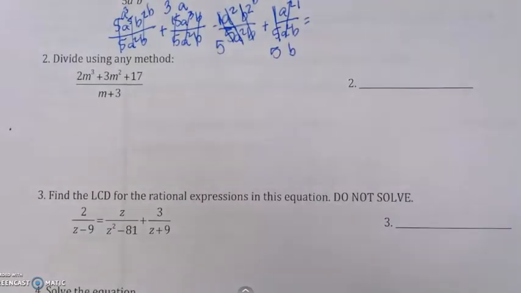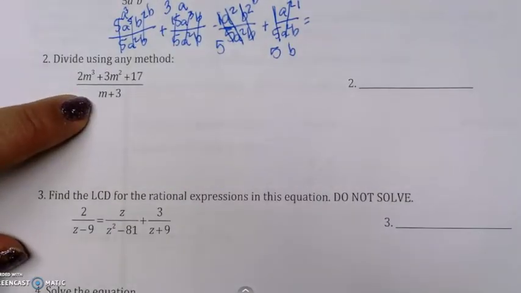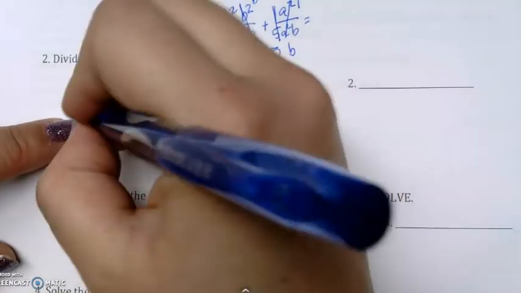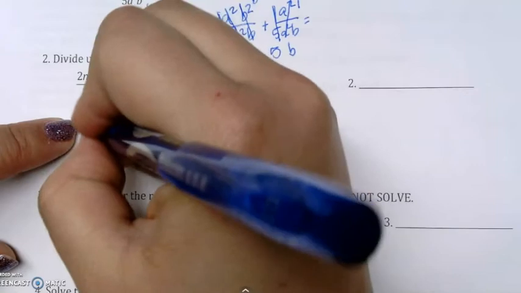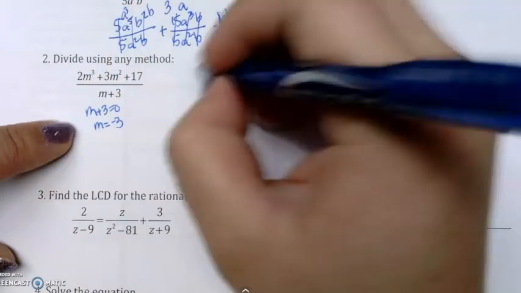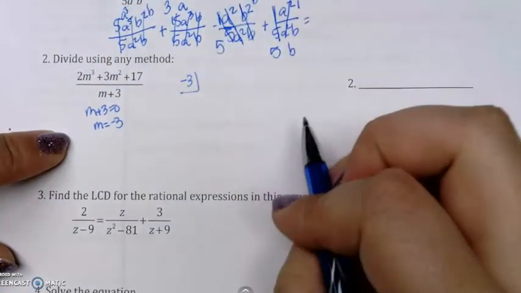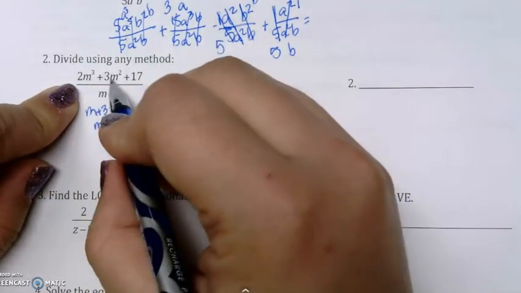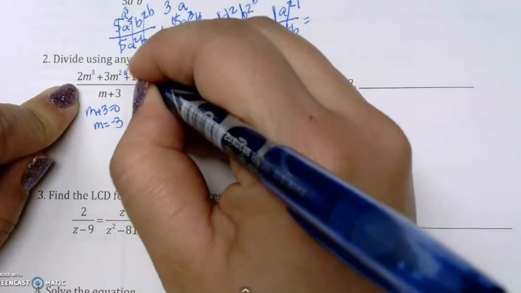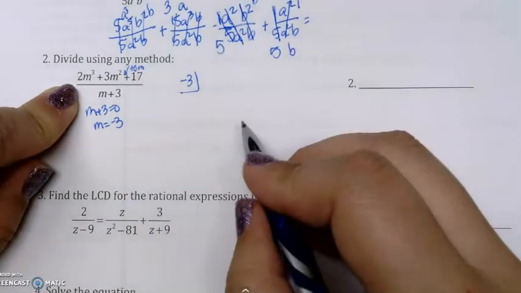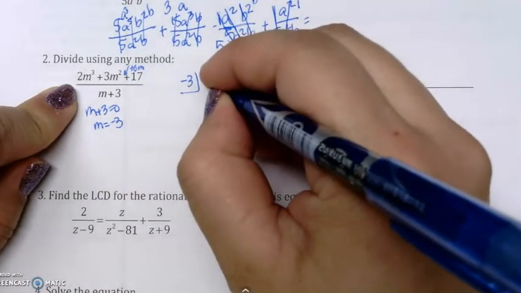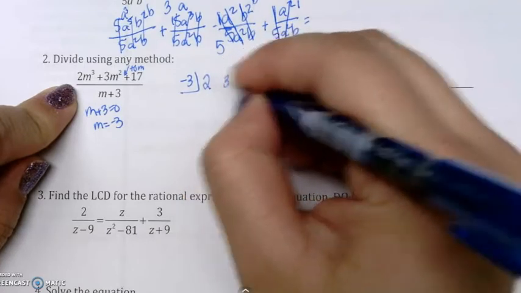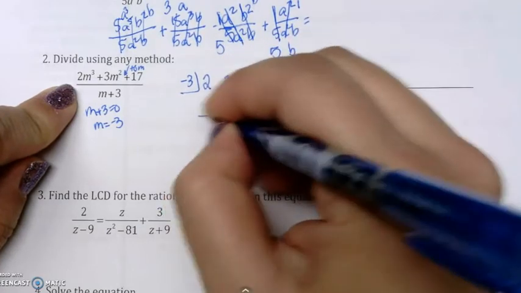All right, for number 2, we can't use term-wise division, so we can use either long or synthetic division. I'll show you synthetic division. So m plus 3 equals 0. M would have to be negative 3. We put negative 3 in the top box, and then we do our coefficients in descending order. Degree 3, degree 2, we're missing 0m, so degree 1, degree 0. So we have 2, 3, 0, 17.